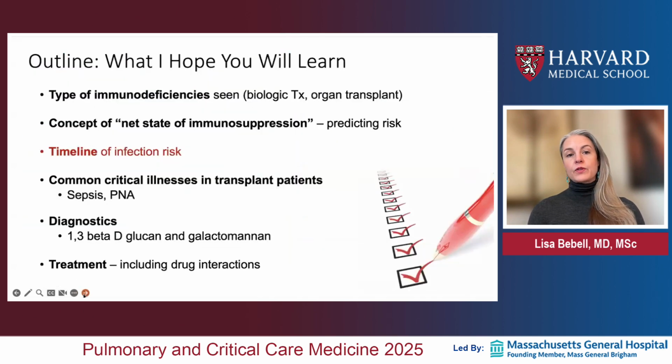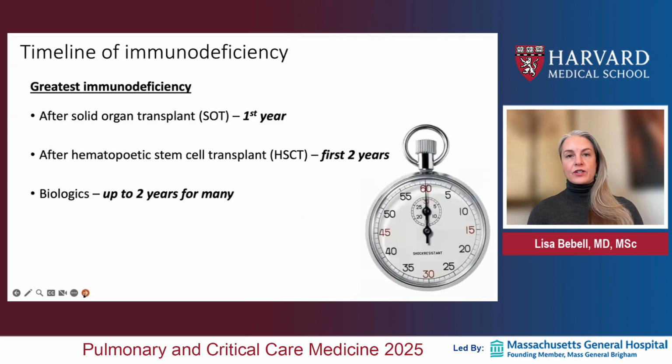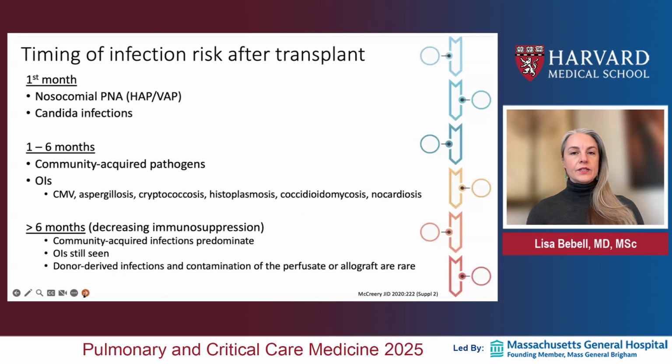Let's review some timelines now for infection risk, now that we've talked about immunosuppression generally. The greatest immunodeficiency in transplant patients really occurs after solid organ transplant in the first year and after hematopoietic stem cell transplant in the first 2 years. For biologics, it's up to 2 years for many, but it depends on both the biologic and the pharmacokinetic half-life. Let's start with talking a little bit more about transplant.